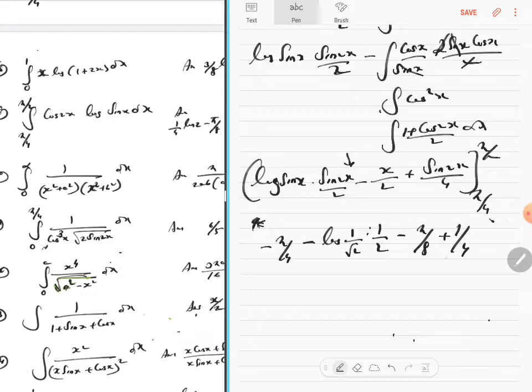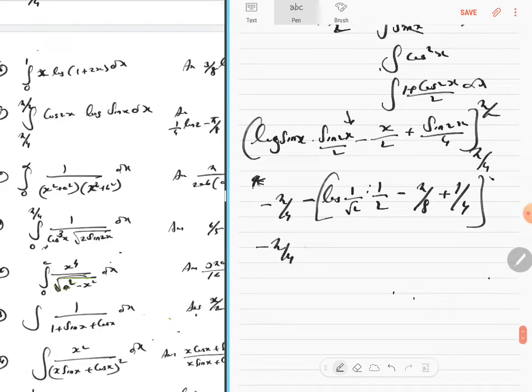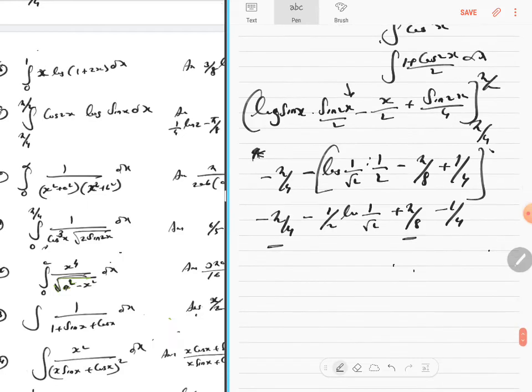So where does the lower limit start? The lower limit starts from, I think, pi by 4 was the only one which was upper limit, minus of lower limit, rest of it is all lower limits. So minus pi by 4 minus 1 by 2 log 1 by root 2 plus pi by 8 minus 1 by 4, and minus pi by 4 plus pi by 8, if we take 8 as the LCM, it's minus 2 pi plus pi, so it's minus pi by 8.